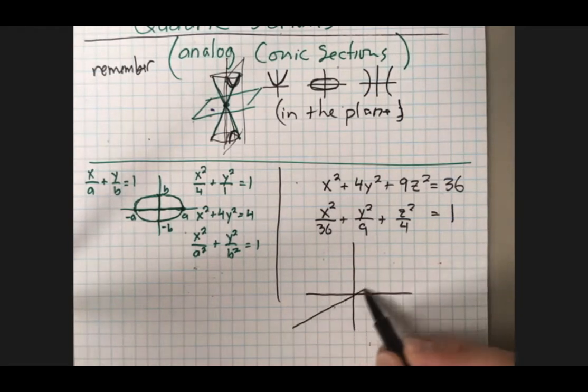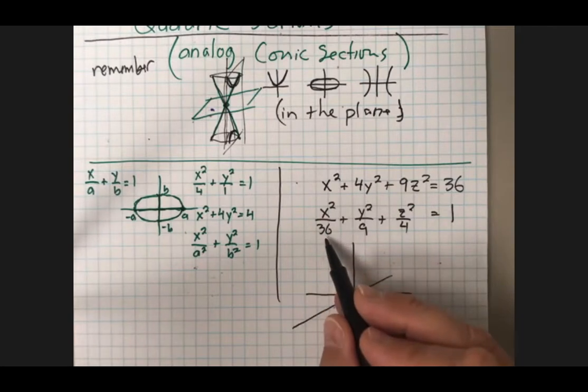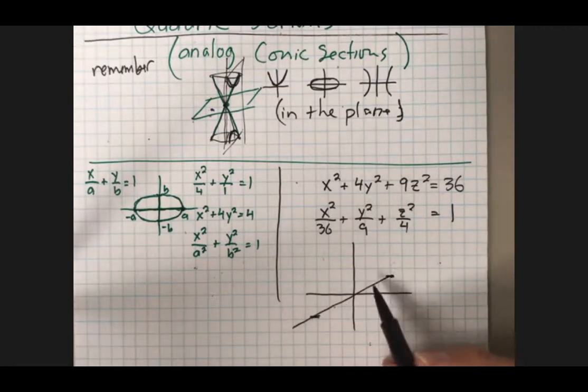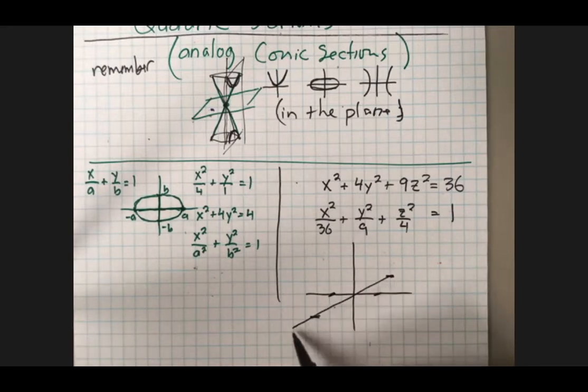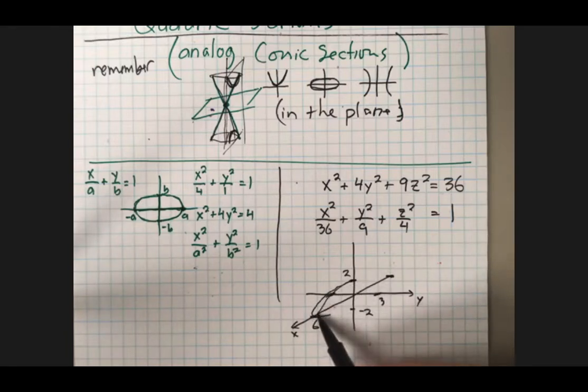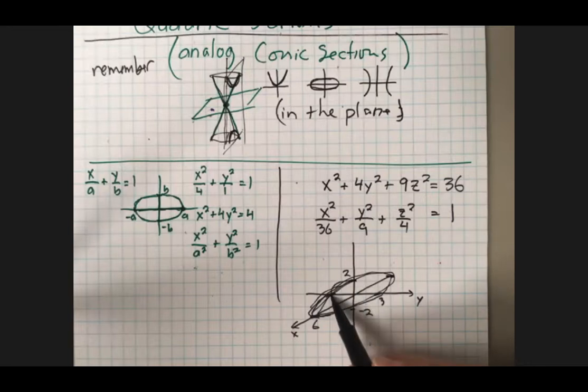What I've created, if you block out each two variables in turn, is ellipses, but in three directions: plus or minus 6 on the x-axis, plus or minus 3 on the y-axis, and plus or minus 2 on the z-axis. I've got to use my creativity right here. Draw on the xz plane, the yz plane, and the xy plane.